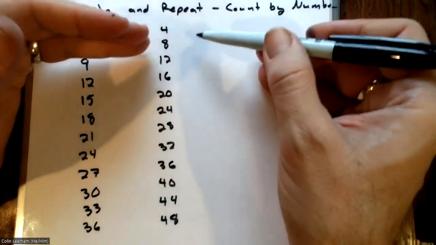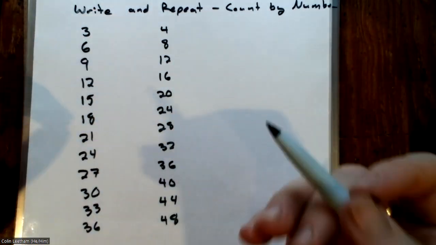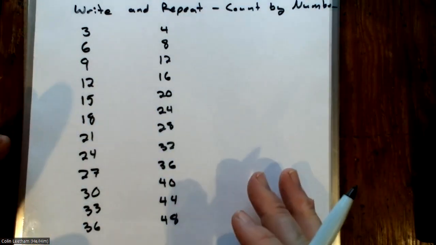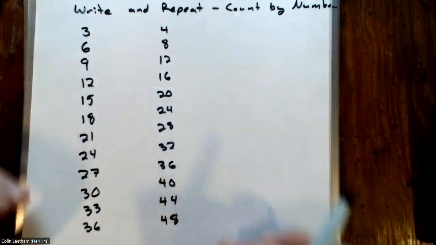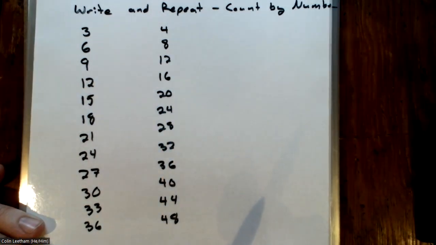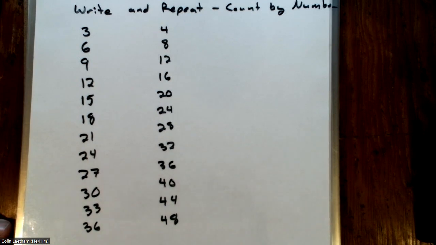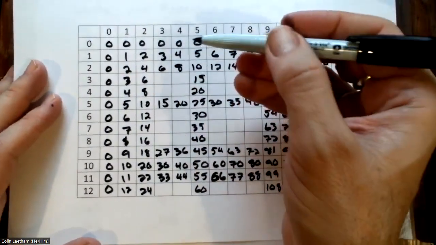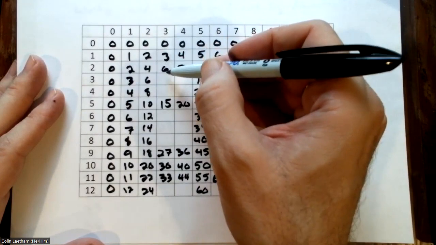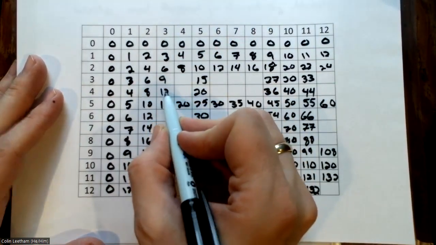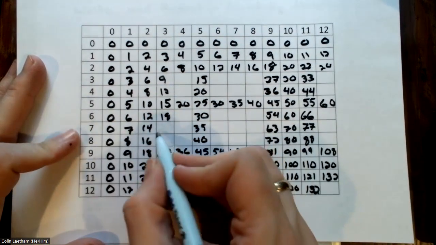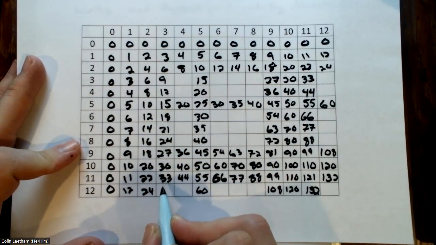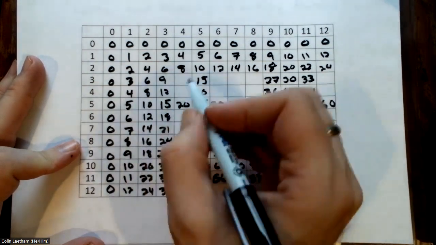Just write these out and repeat them. That's one of the ways to memorize some of those few things that are a little bit harder to memorize on a multiplication table. With that, you're going to be able to fill in some of those last things like 3, 6, 9, 12, 15, 18, 21, 24, 27, 30, 33, 36.